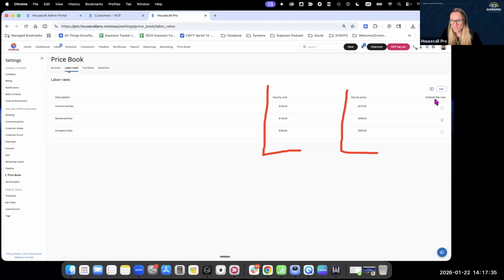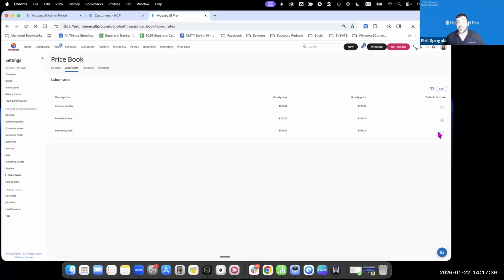What does Default Flat Rate mean? That's really just setting up which one is used, and it's more important if you're using the Profit Rhino add-on with us, because that tells the system which labor rate you're going to use for the Profit Rhino price book. That's pretty much the main use of it. But because we have three different labor rates in here, now when we go to that service, we'll be able to pick which one.